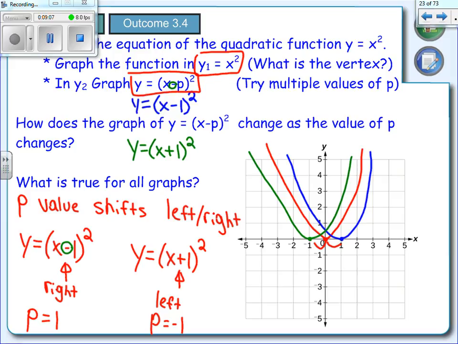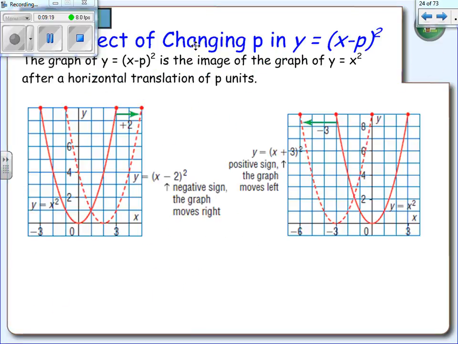We'll do a lot of practice with that. Your practice book has a lot of practice on that. So it's important that you do it over and over and over again. Again, here is a nice little slide demonstrating what we just learned, that the p-value horizontally translates things left and right.